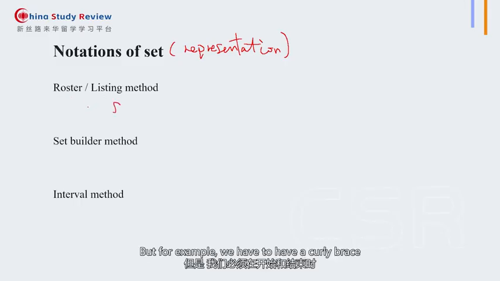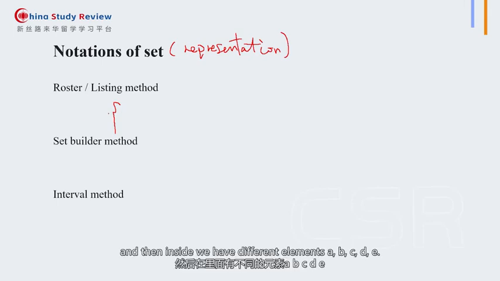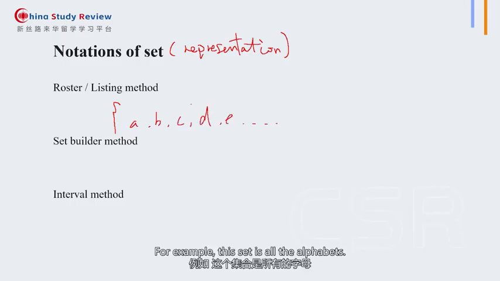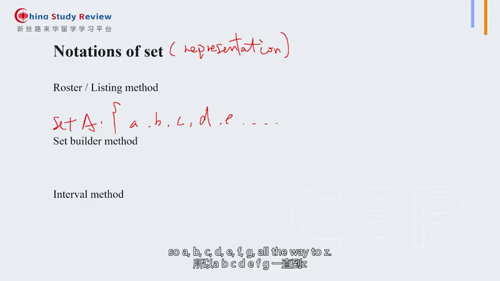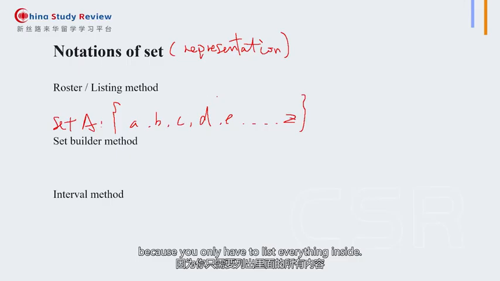We have a curly brace at the beginning and at the end, and inside we have different elements: A, B, C, D, E, etc. For example, this set is all the alphabets. Set A includes all the letters in English: A, B, C, D, E, F, G, all the way to Z, right? This is our listing method. This is the simplest one because you only have to list everything inside.